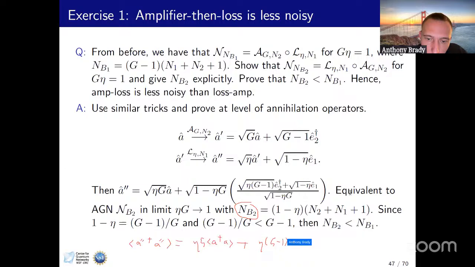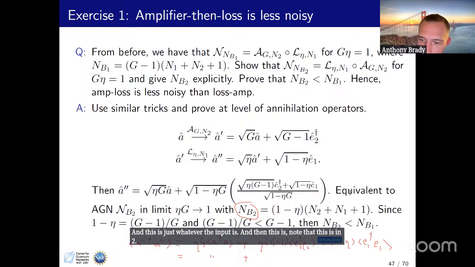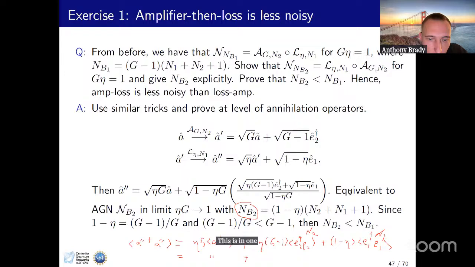So I have G minus 1, E2 dagger, E2, plus 1 minus eta, and then E1 dagger, E1. And this is just whatever the input is. Note that this is in 2, and this is in 1. And we'll also take eta G goes to 1. Actually, I'll write it in an even more suggestive way: G equals 1 over eta.